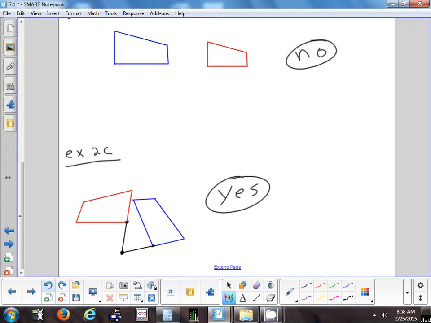Okay, I'm not going to give you one that's kind of tricky where it looks like it could be, but it might be like a half inch off. No, it's either going to be very clearly an isometry or not an isometry. Okay.